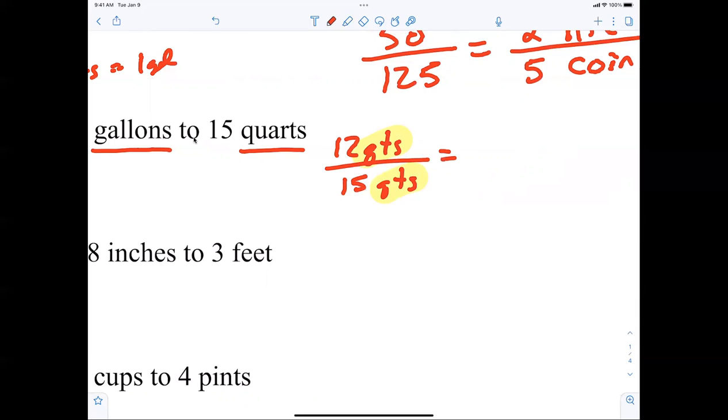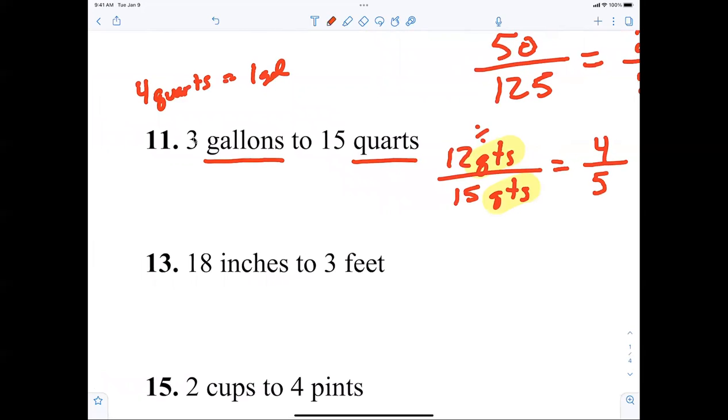You're right. Dividing by what? So what do I got? That's all there is to it. 4 to 5.